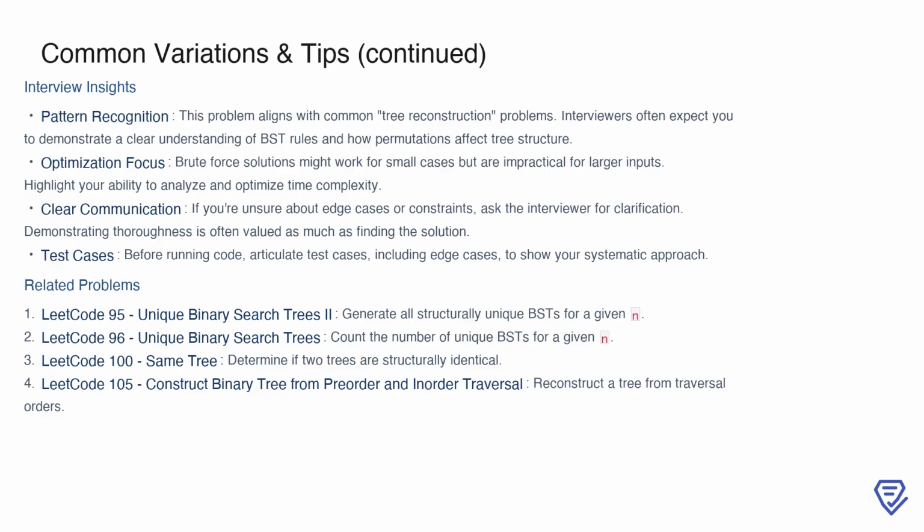Additionally, clear communication is critical. If you're unsure about specific constraints or edge cases, don't hesitate to ask for clarification, as thoroughness is highly valued. Before running your code, articulate test cases, including edge cases. For example, consider an empty tree, a single-node tree, or inputs where all elements are identical. Related problems on LeetCode, like generating unique BSTs or reconstructing trees from traversal orders, are excellent practice for building the foundational skills needed to solve this problem.